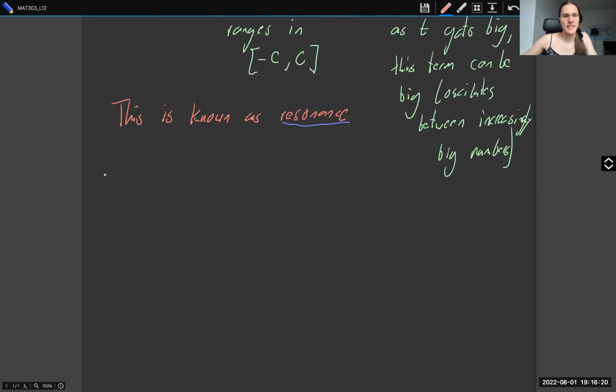Okay, so now on to case gamma, which is the case of free damped motion.